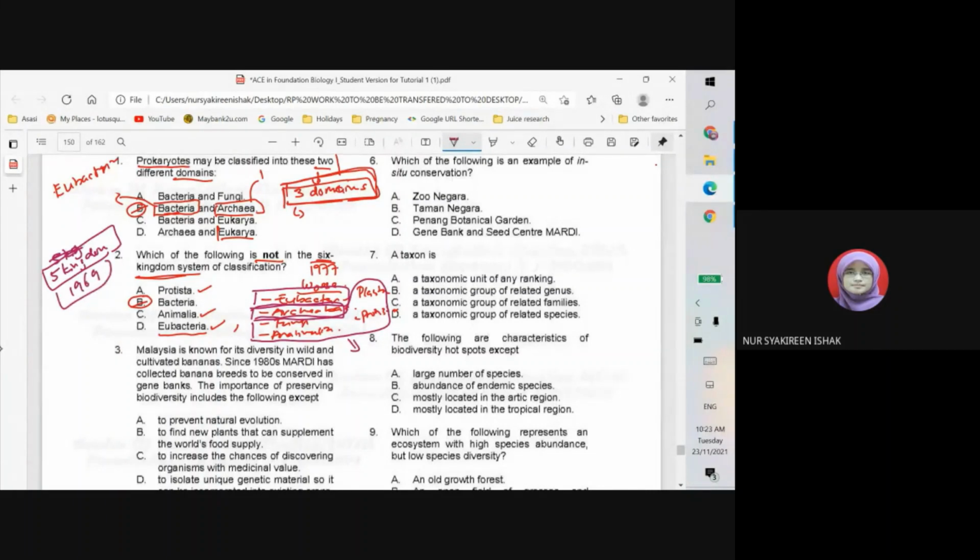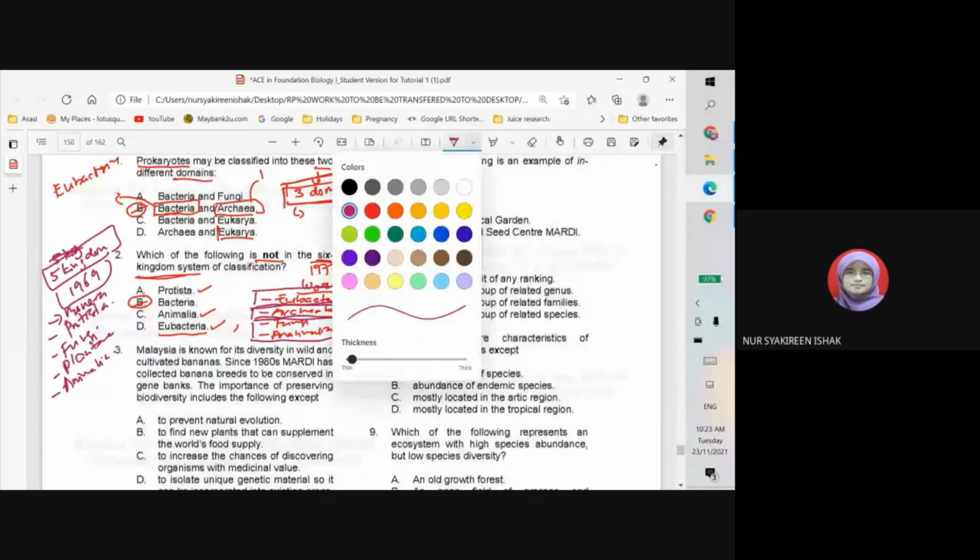So maksudnya kat sini 5 kingdom tu apa? Monera, and then Protista, and then fungi, Plantae, and then Animalia. So apa beza antara 5 kingdom dengan 6 kingdom?